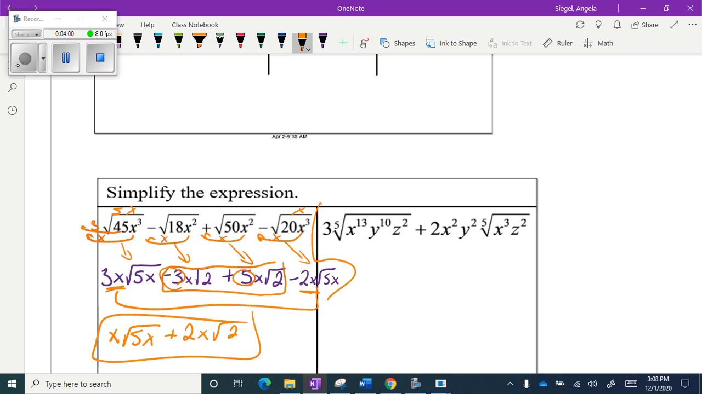Okay, so really this one is the same way. It's just a little bit more involved. So go ahead and see if you can do that.